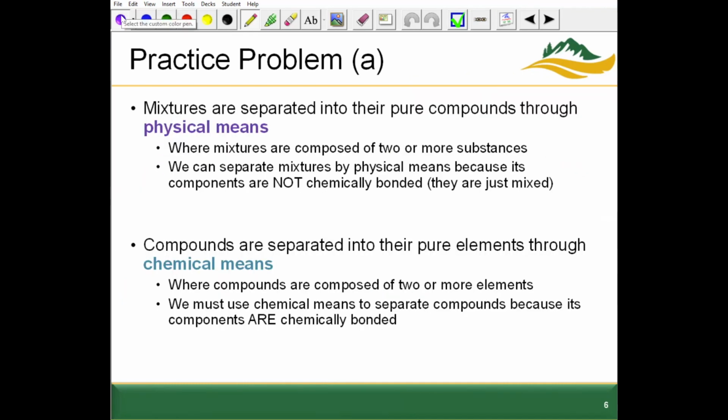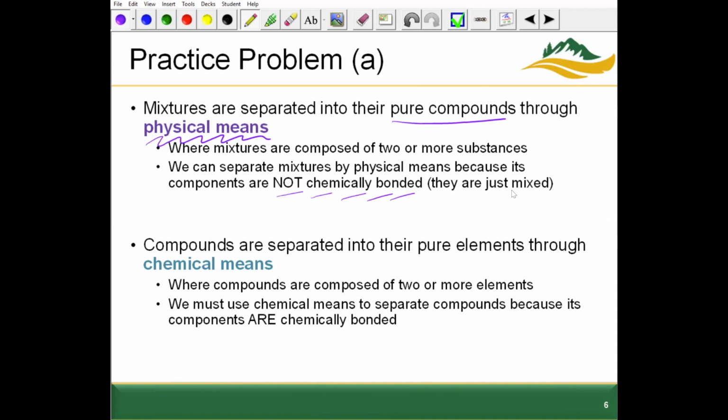Another important property of mixtures is that they're separated into their pure compounds through physical means. Why can we do that for mixtures? Importantly, it's because, again, mixtures are composed of two or more components, but very importantly, they're not chemically bonded to one another. So again, going back to that sugar and water example, the sugar molecules are not bound to the water molecules. They are more of a mixture where the sugar molecules are floating around and the water molecules are floating around as well.